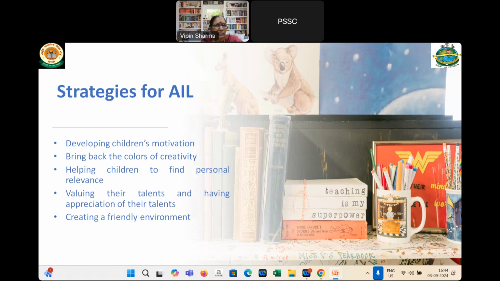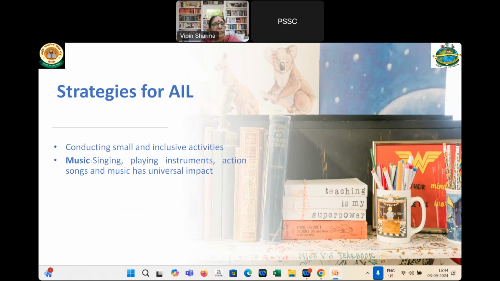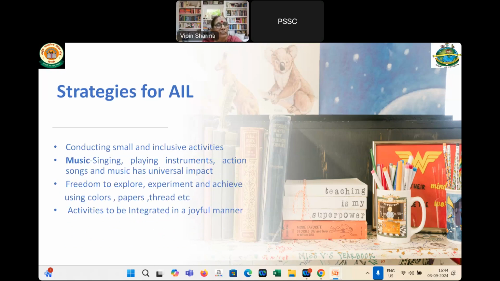Arey, abhi kaun sa period hai? Drawing ka hai? Don't worry. Dikha jayega. Arrangement hai? No. Nobody likes arrangement period. Kuch bhi karo. No. These are the periods where you tap the creativity, where you develop their cognitive skill. Okay? Creating a friendly environment. Guide them to go beyond their immediate experiences, observation. This is important. Conducting small inclusive activities, music, singing, playing instrument, action songs.